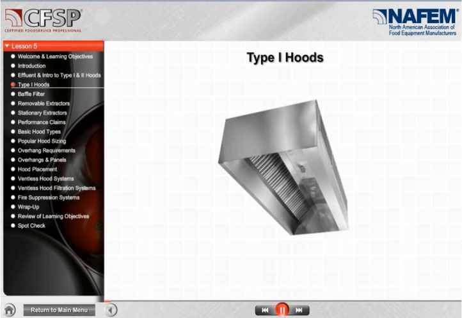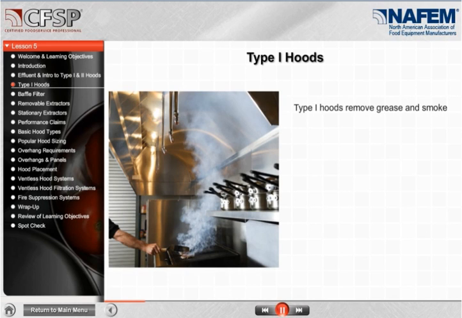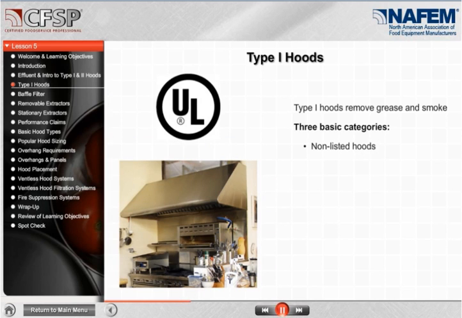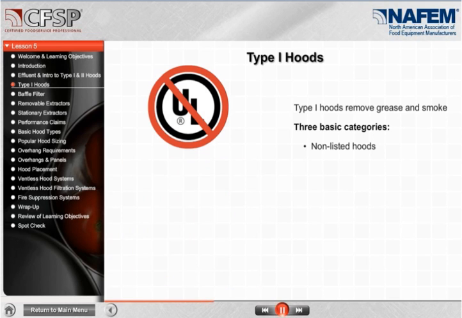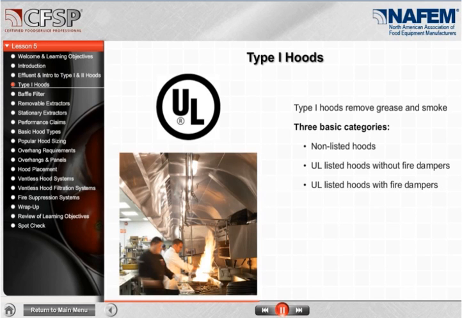Okay, let's first focus on the Type 1 hood categories. Remember that Type 1 hoods are used for the collection and removal of grease and smoke. There are 3 basic categories of Type 1 hoods. Non-listed hoods that have not secured approval by Underwriters Laboratory. The second category is UL-listed exhaust hoods without fire exhaust dampers. And finally, the third category includes UL-listed exhaust hoods with fire exhaust dampers.